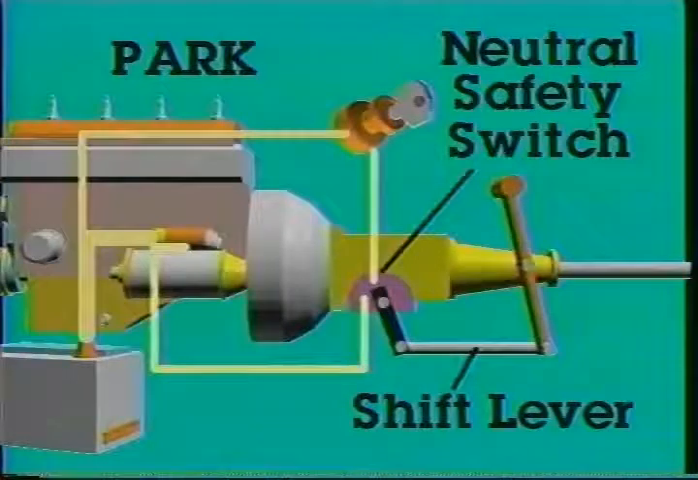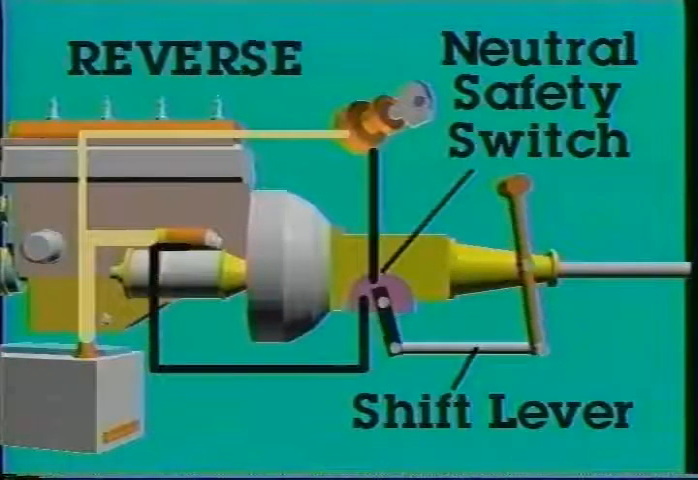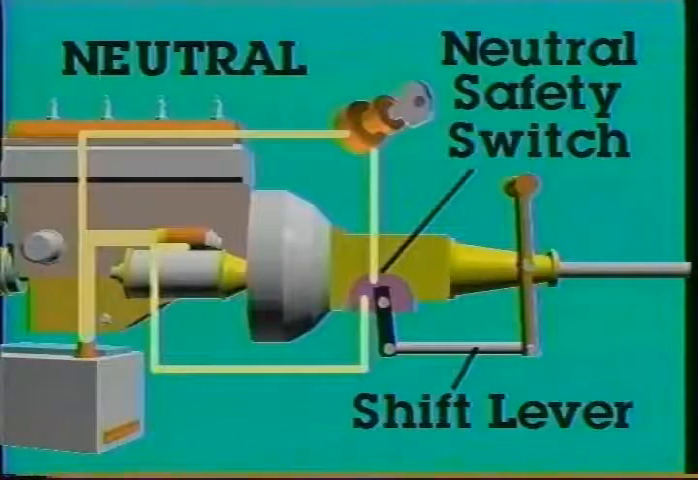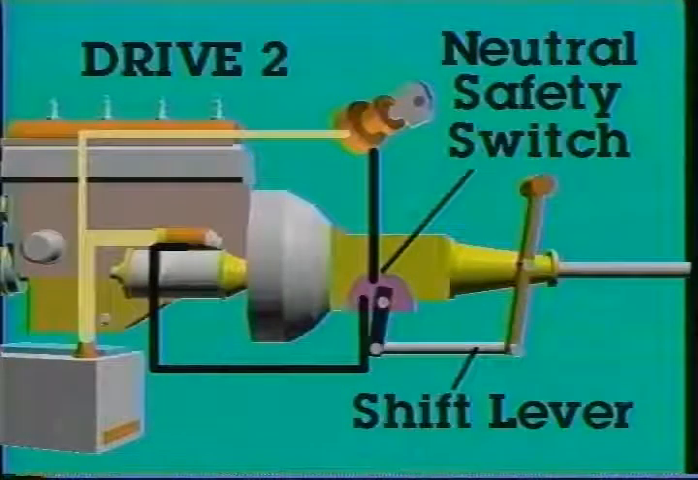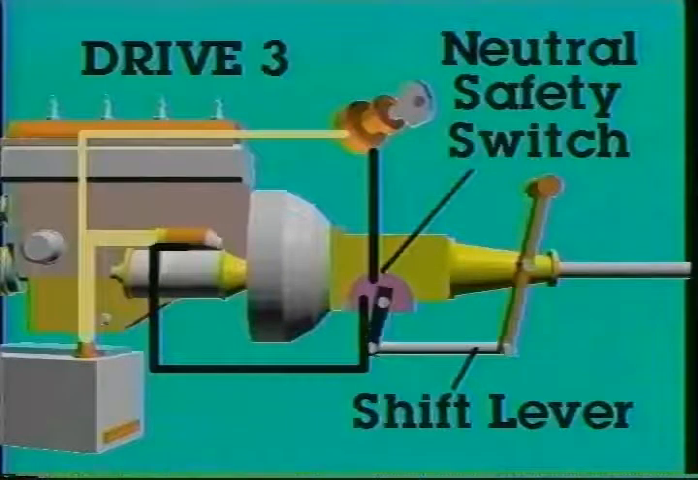It prevents the engine from cranking unless the shift lever is in park or in neutral. This is a safety feature that prevents the engine from starting in reverse or the other drive positions. Only when in neutral and park does the neutral safety switch complete the circuit from the ignition switch to the starting motor. It would be very dangerous if the engine were able to crank with the shift lever in drive or in reverse.